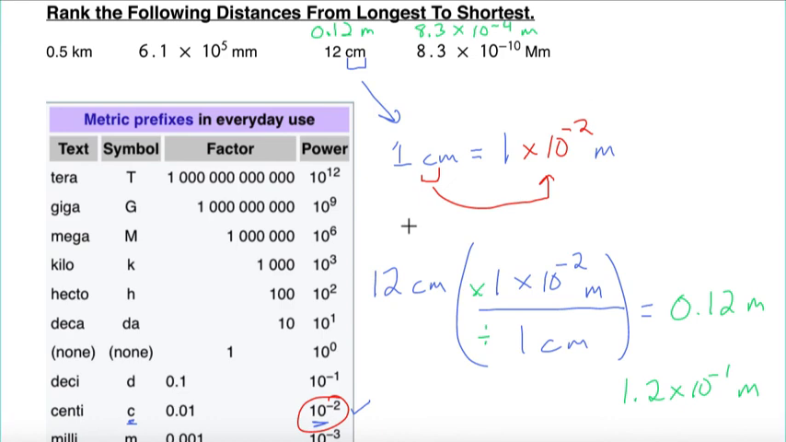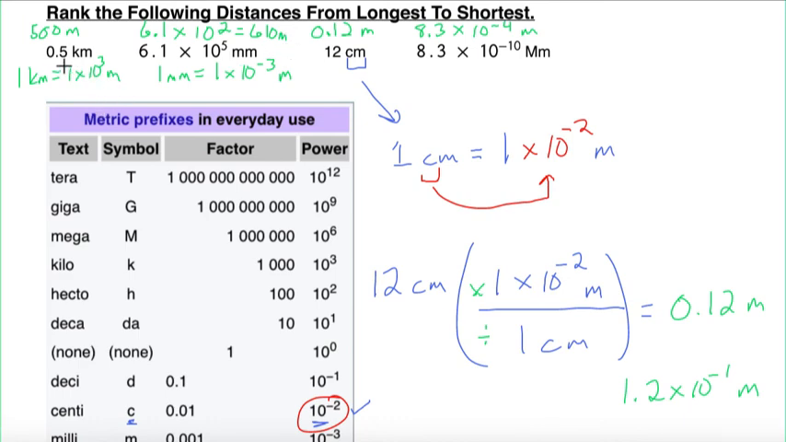Now at this point, what I would encourage you to do is pause the video, try to do the same calculations for these two, and then start the video, and then I'll show you the answers in just a second. Okay, so here are the answers.